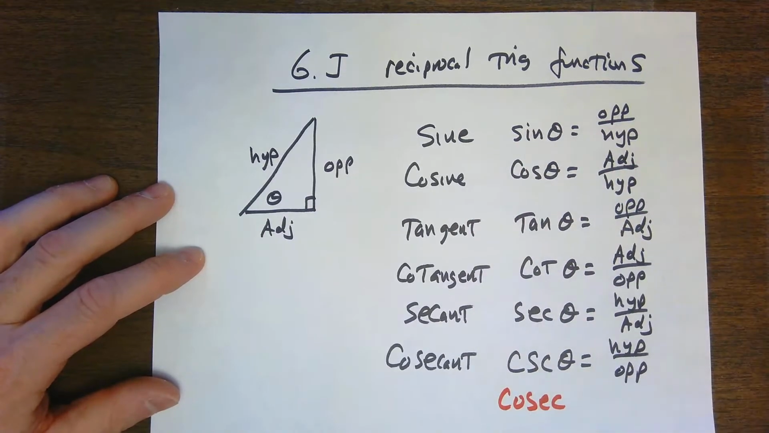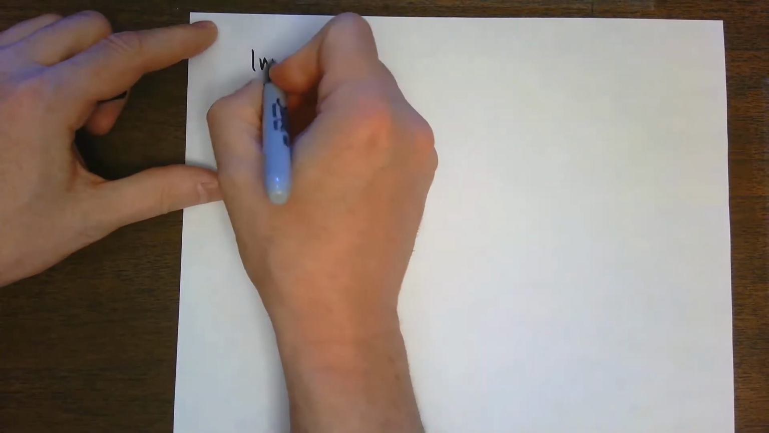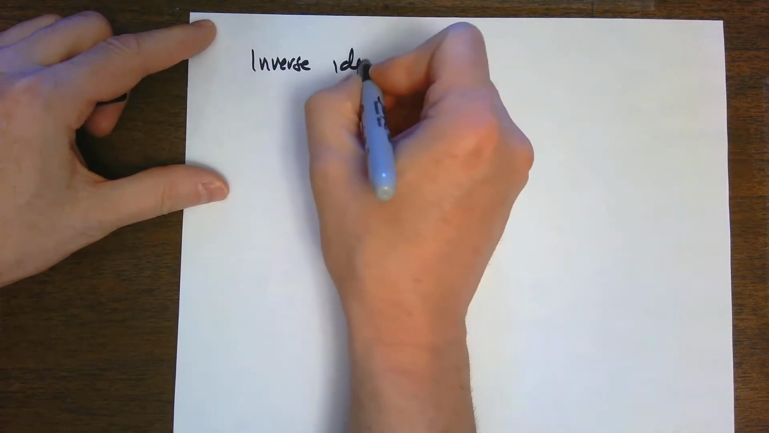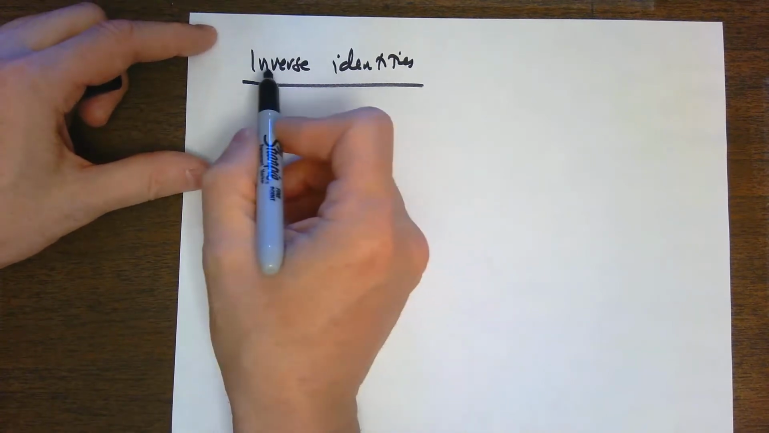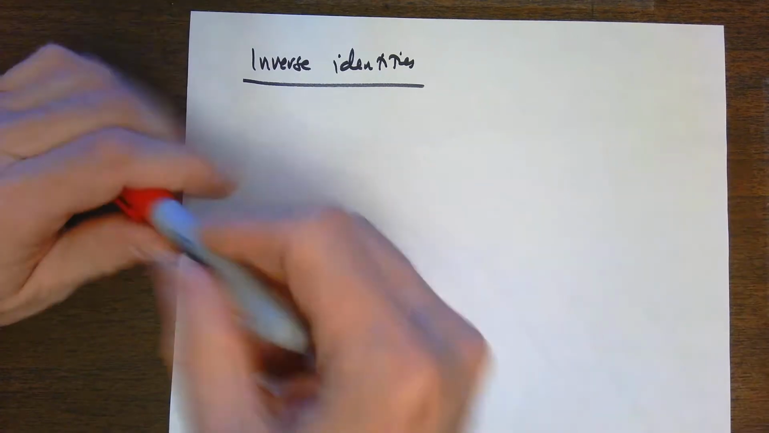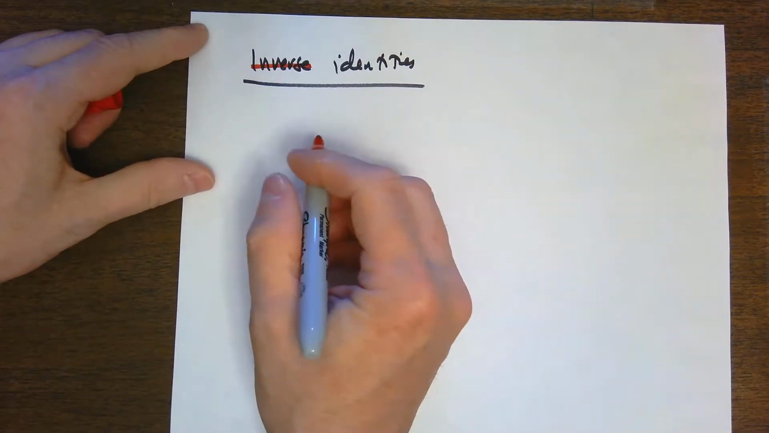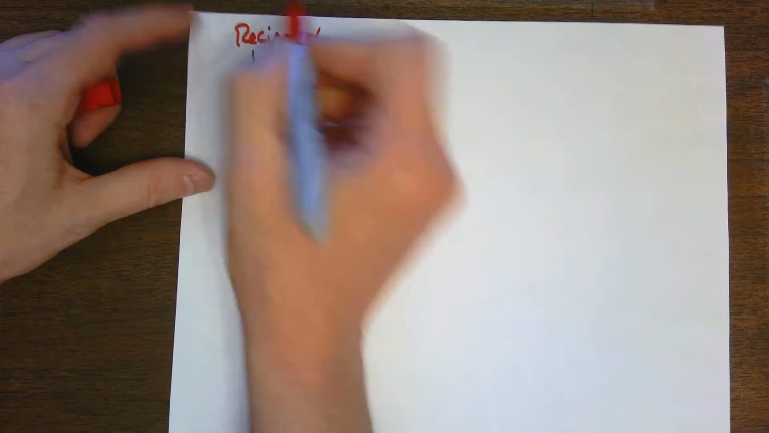Now we should think of these functions in a slightly different way. This is how I want you to think about these: the inverse identities. Although, inverse, you know what? I don't like the word inverse here. I think I might use the word reciprocal identities. Reciprocal is probably a better word there. So the reciprocal identities are this.